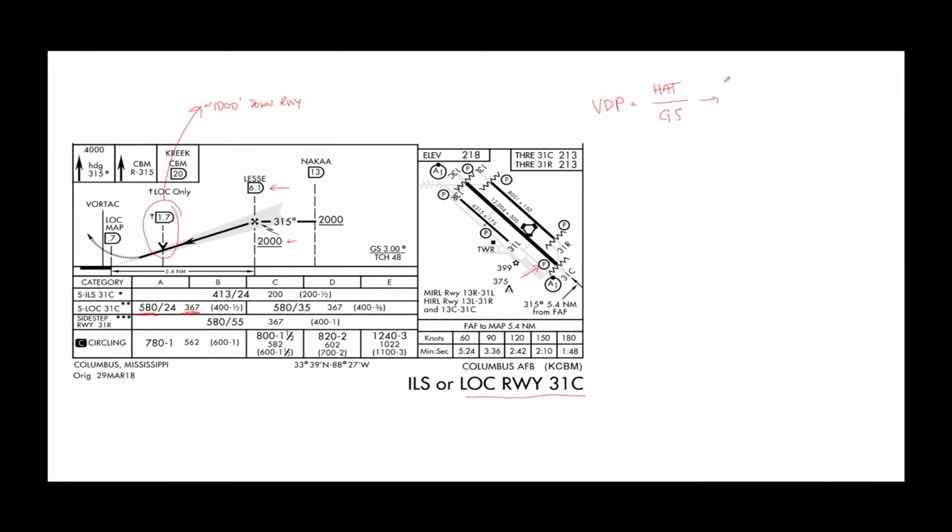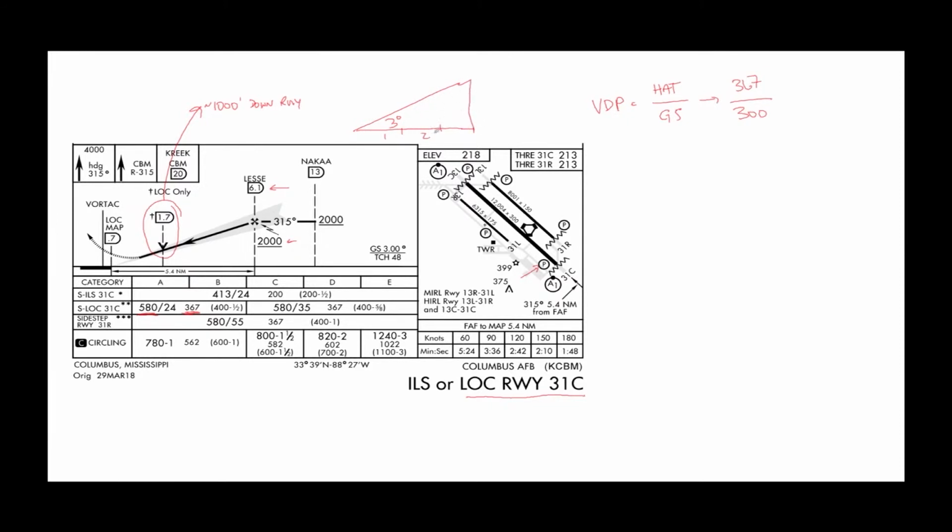So for here we have the height above touchdown of 367 divided by 300. Now you're probably wondering why 300. Well, to give our 3-degree glide slope and the 60-to-1 rule, for a 3-degree glide slope here, for every nautical mile, we want to lose about 100 feet.